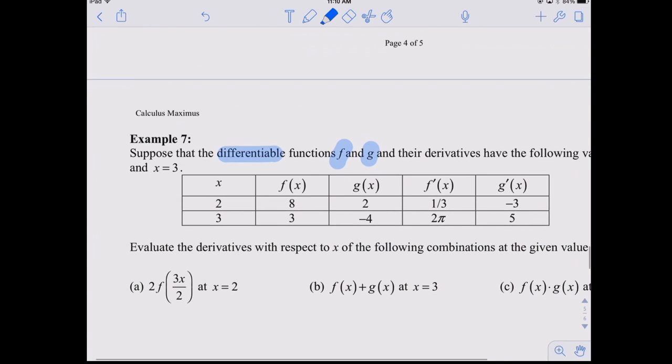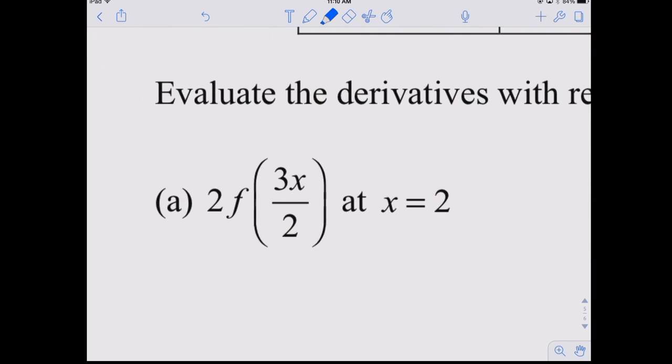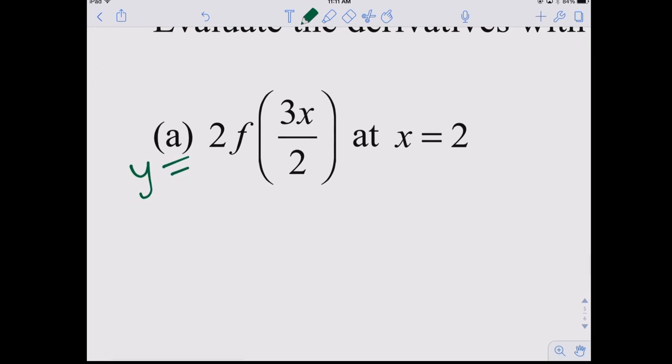Evaluate the derivatives with respect to x for the following combinations. So this is kind of like we did in the warm-up. I want to find the derivative of this function at x equals 2. So there's a couple of ways to use proper notation here. You could put in front of there d dx if you want to do it like that. But I think it might be easier if we just label all of these y equals, because the d dx notation is a little bit cumbersome. So let's just call it y equals.